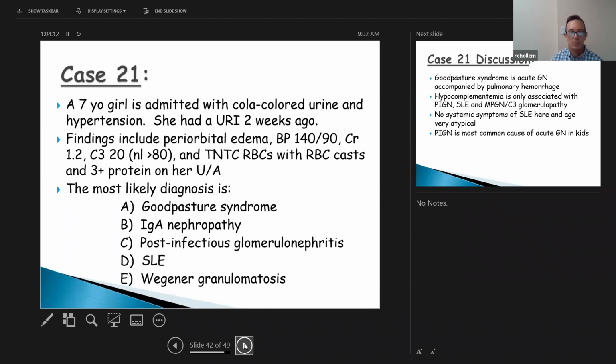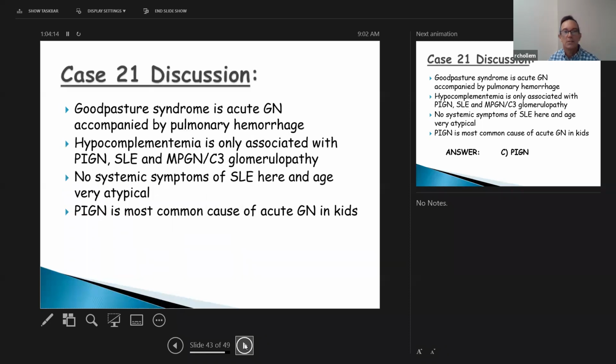Yep, you said Paige. C. So Goodpasture syndrome, or anti-GBM disease, must be associated with pulmonary hemorrhage. That's the syndrome of Goodpasture. And remember, when complement is low, it narrows your differential to 3 things: post-infectious, lupus, and the MPGN spectrum of disease.